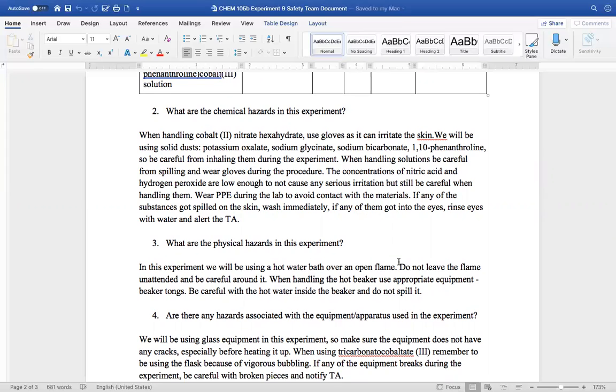We will be using some solid dusts such as potassium oxalate, sodium glycinate, sodium bicarbonate, 1,10 phenanthroline, so be careful from inhaling them during the experiment. The concentrations of the solutions that we will be using in the experiment are low enough, so they shouldn't be causing any irritation, but just be careful while handling them.